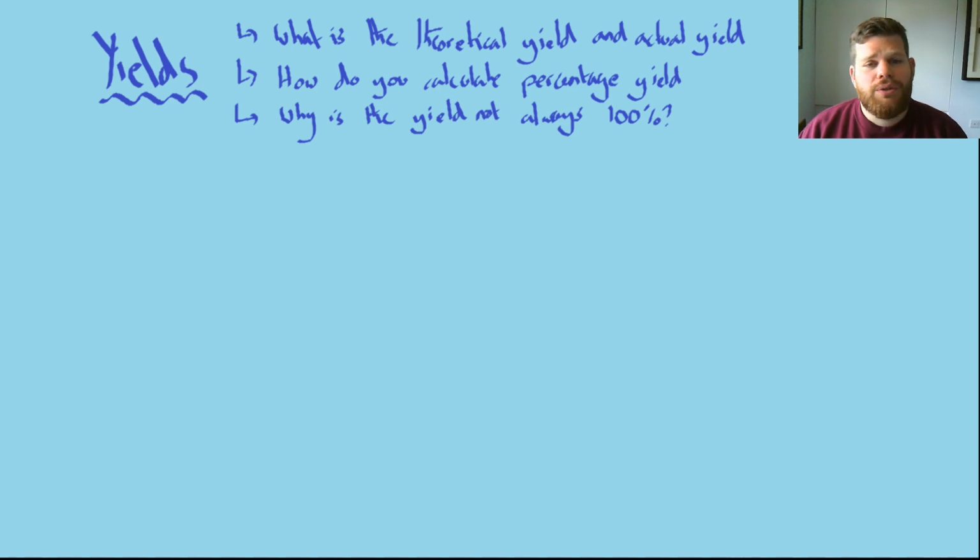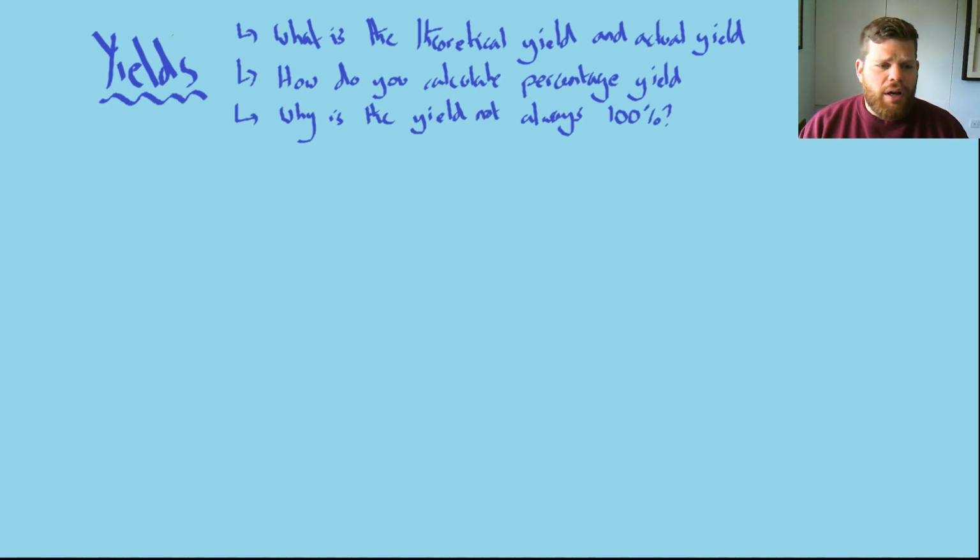In this video we're going to talk about what the theoretical yield of a reaction is and what the actual yield of the reaction is. We're also going to talk about how we calculate the percentage yield and also look at why the yield isn't always 100%. So on to the first point, what is theoretical yield and actual yield?